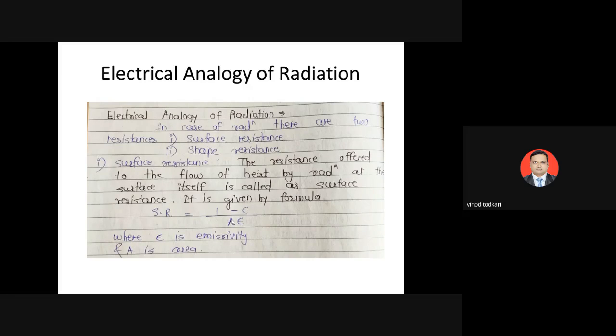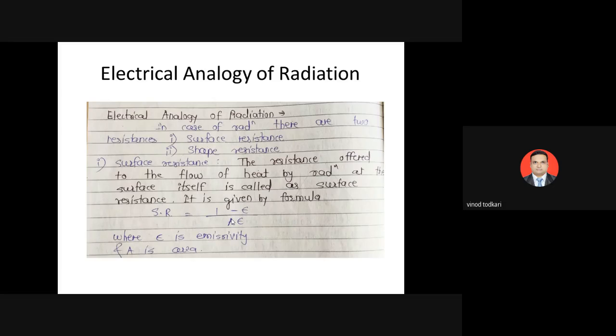Now, if the system is spherical, the conductive resistance will be the outer radius minus the inner radius upon 4 pi K and the product of outer radius and inner radius. Let's say the radii are R1 and R2 and conductivity is K, then it will be R2 minus R1 upon 4 pi K R1 R2, right? So similarly in radiation, you have to remember only two formulas. Which are the two formulas? One is surface resistance and one is shape resistance.